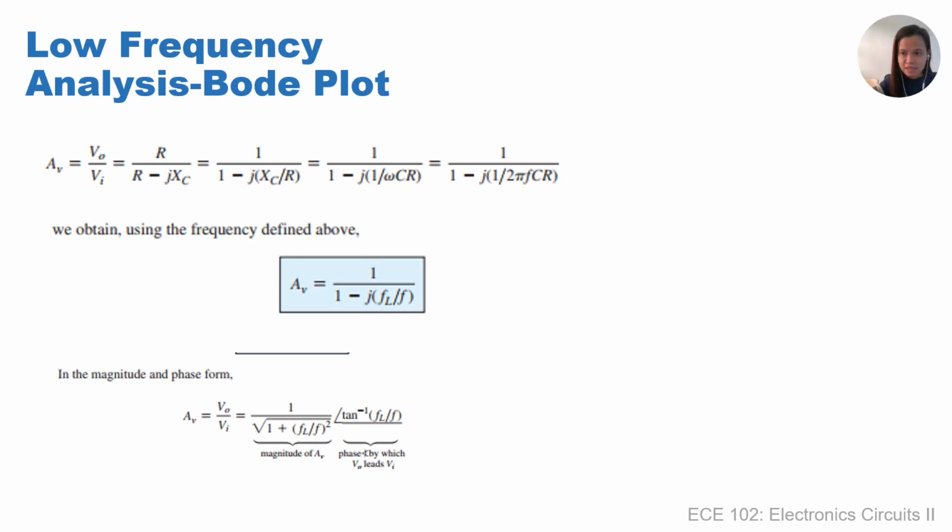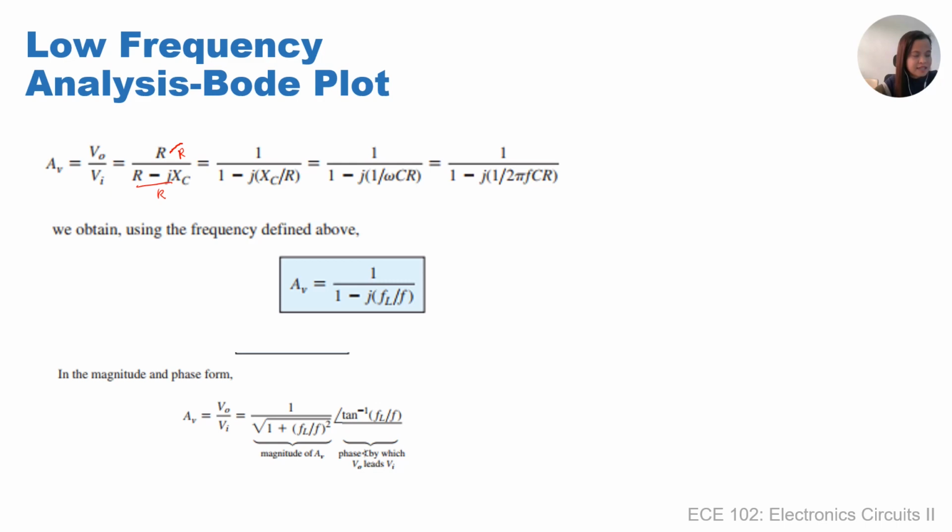So in a moment, with this RC network, we will determine the low frequency cutoff for a BJT transistor, and f will be determined by this equation. So we have the gain equal to Vout over Vin equal to R over R minus jXc. To simplify this, we divide both the numerator and denominator by R.